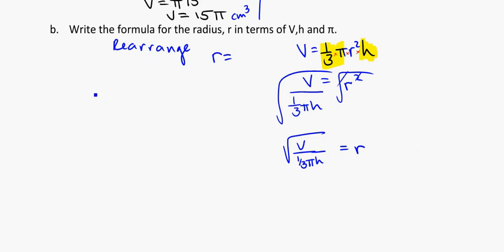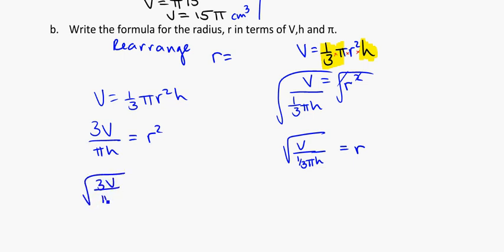Alternately, you could also think about solving it like this. 1/3 pi r squared h. You could think of that 1/3 as the 3 on the bottom, so you could times it to the top. 3V divided by pi h is equal to r squared. Square root of 3V over pi h will be equal to r. Both of these expressions are exactly the same, and they'll both be considered correct.